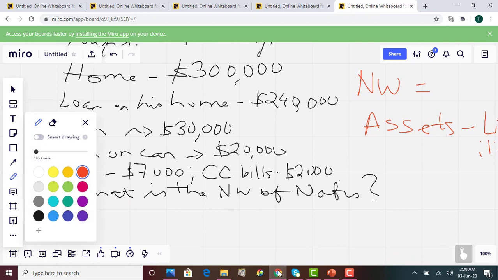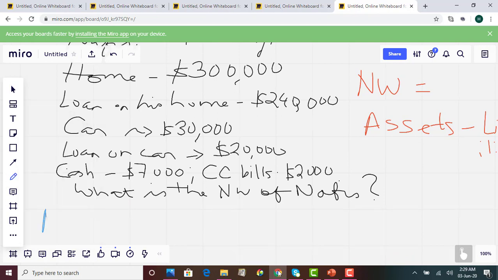Okay, so let's first focus on assets. Okay, so the first one we are given is Nafis owns a home and the value of the home is 300,000. So that's something he owns, right? So that's an asset for him. So we will include that as an asset, plus the loan on his home, and it has a balance of 240,000. Now loan is something that he has to pay back. So that means he does not own this, or it's not an asset for him, it's a liability. So we will not include it under asset.